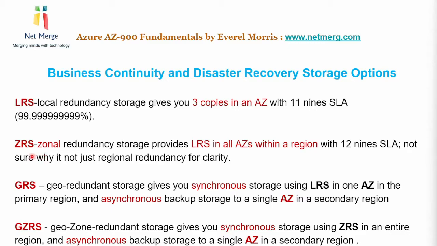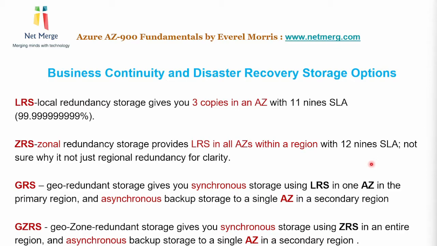Now, ZRS is referred to as zonal redundancy. I'm not sure why they didn't call it regional redundancy, because what it really means is that in a particular region, ZRS gives you 3 copies of that same file, but they're not on a single availability zone. They're on all 3 availability zones within the region. So they call that zonal redundancy, and it's called ZRS. So you understand LRS, and I covered ZRS.